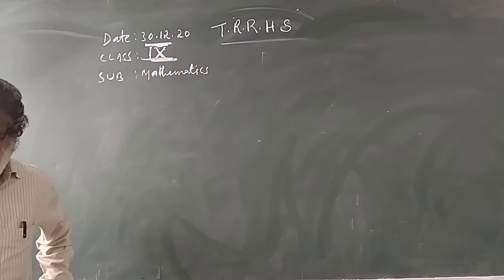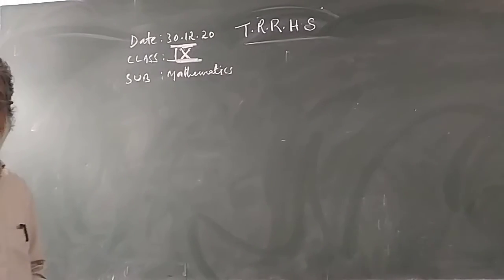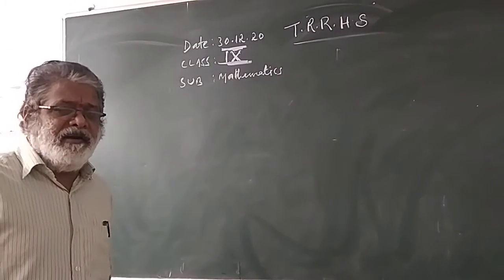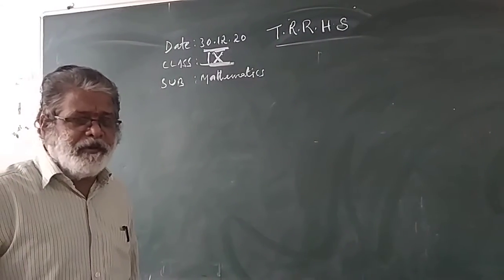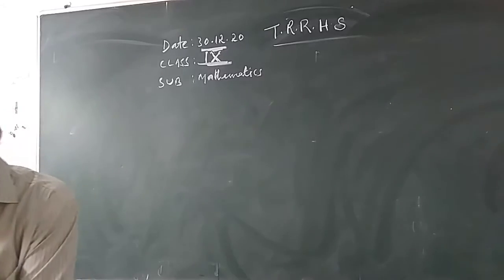In the last class, I gave the introduction of the cylinder. So let us recall once again the formulas involved in the cylinder. The lateral surface area of a cylinder is 2πrh, the total surface area of a cylinder is 2πr(h + r), and the volume of the cylinder is πr²h.